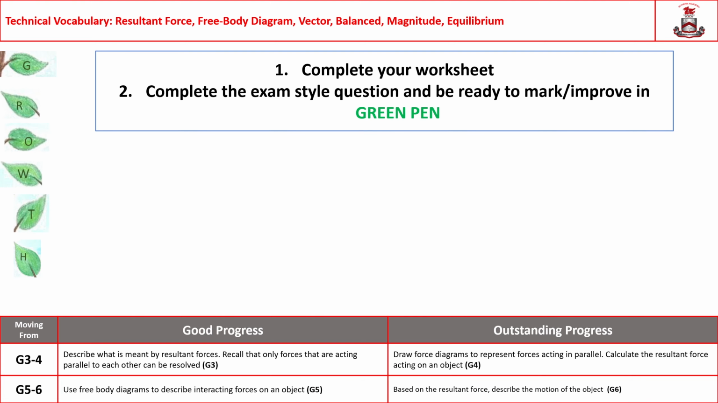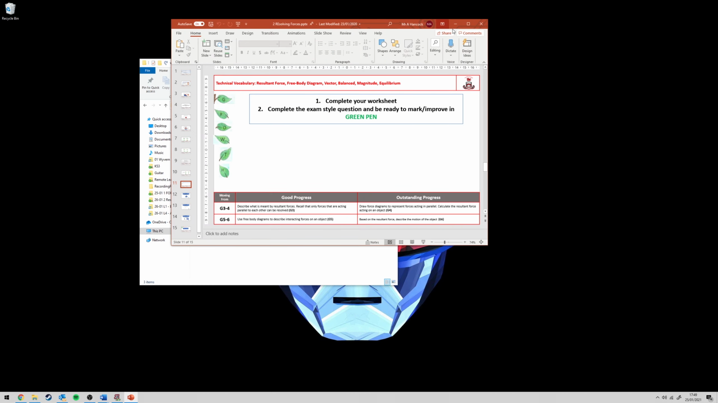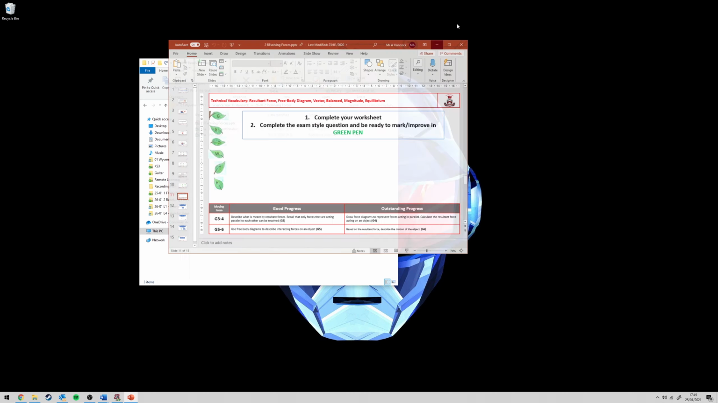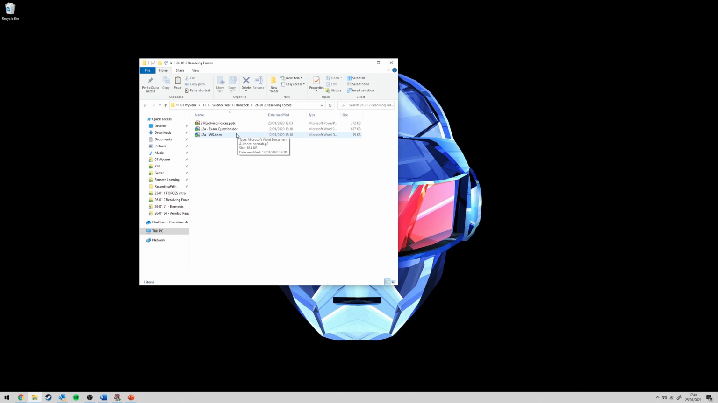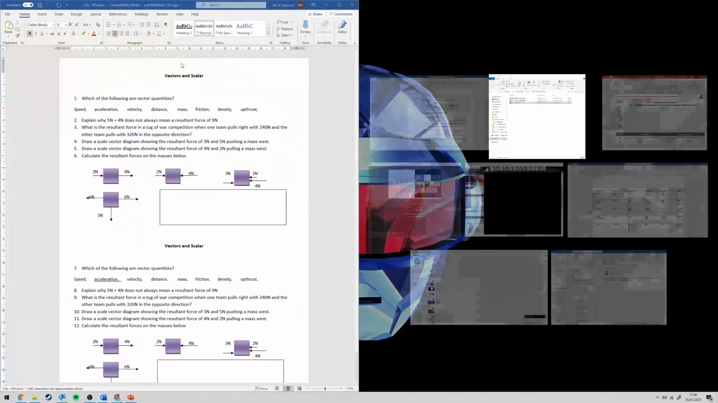Now, I'm going to leave vector diagrams for now. We will do vector diagrams next lesson. You can have a little sneak peek if you want, but you should do them in maths. I'm not sure if you've done them yet. I'm going to go on to the next bit. So I'm going to get rid of this. And we've got a little worksheet and then an exam question.